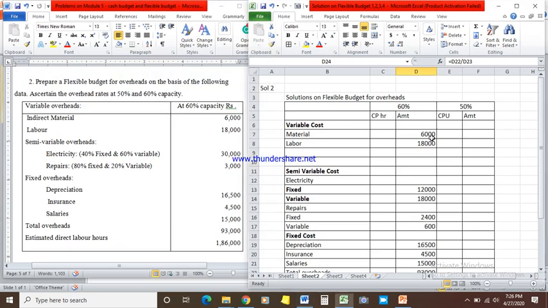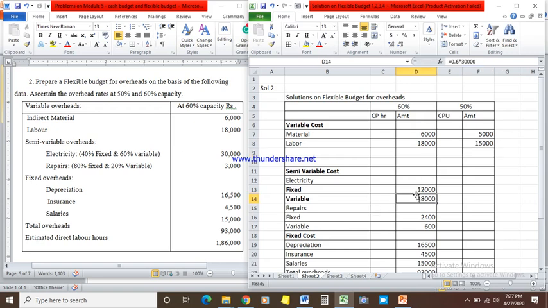Now the material is 6,000 rupees at 60% capacity. If it is 50% capacity, then how much is it going to be? So proportionately we need to find out. That is, for 50% I write 50 multiplied by 6,000 divided by 60. So the material cost is going to be 5,000. Accordingly, labor cost: again I'll write here 50 into 18,000 divided by 60. So it will become 15,000.